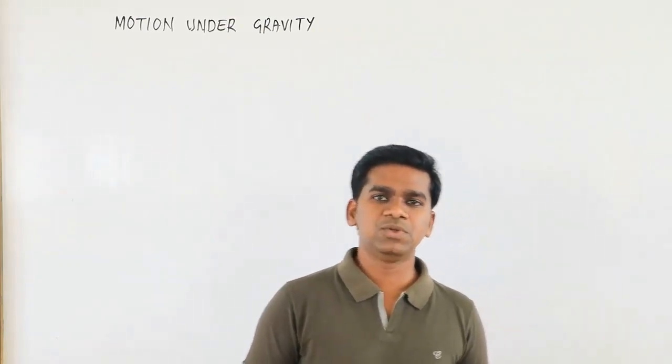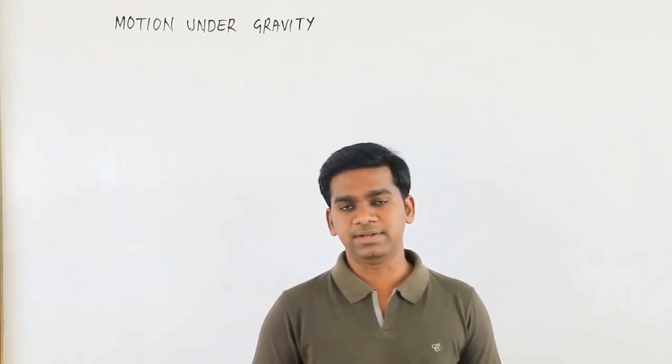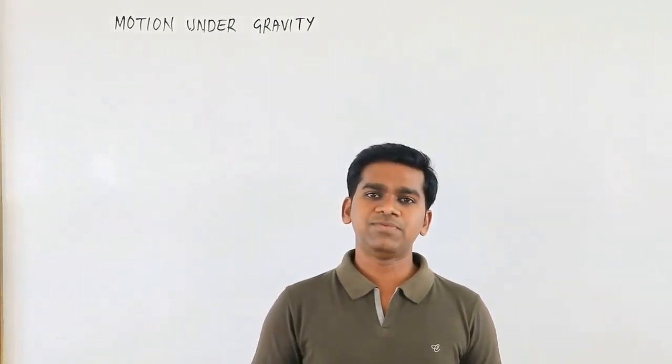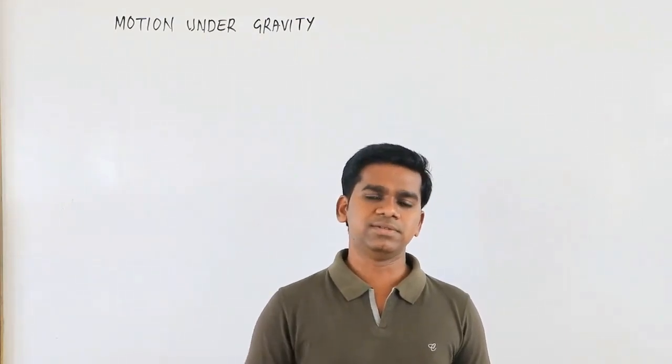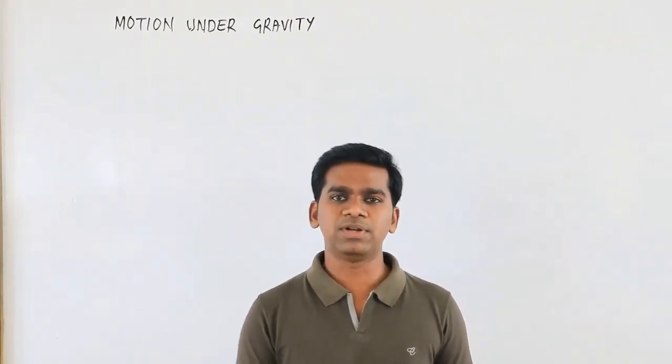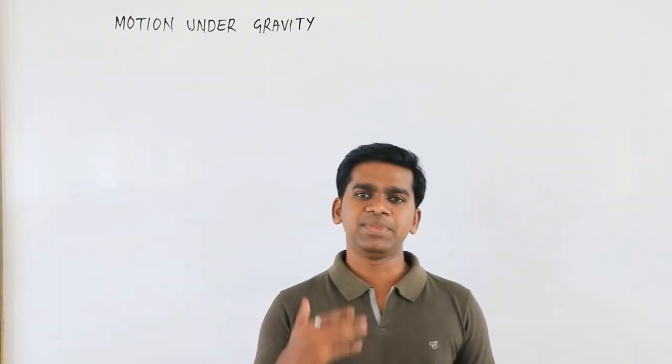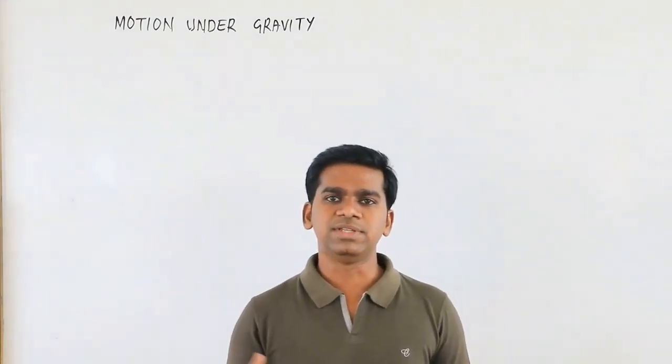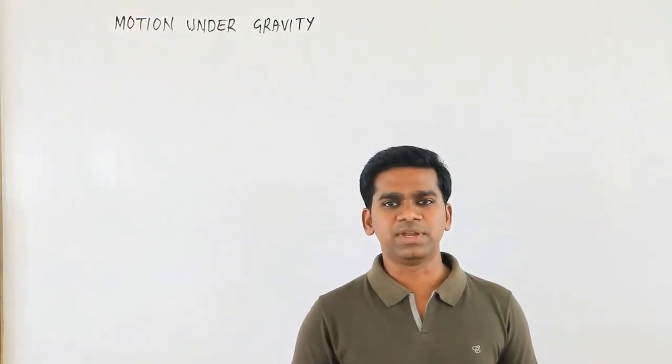We have discussed three fundamental equations: v equals u plus at, s equals ut plus half at square, and v square equals u square plus 2as. Apart from this, in the last class we discussed one more important equation, the distance travelled by an object in the nth second: Sn equals u plus a by 2 times (2n minus 1).